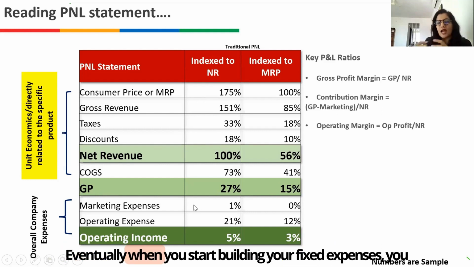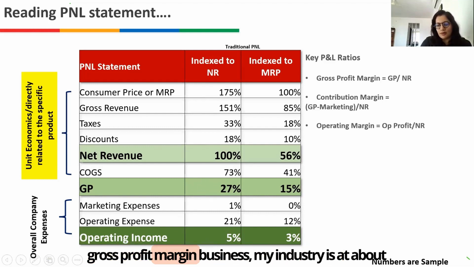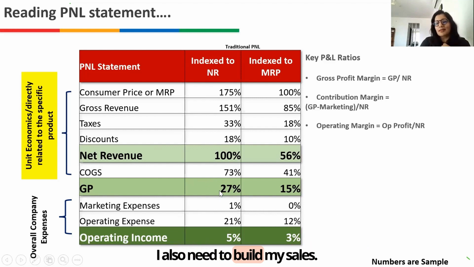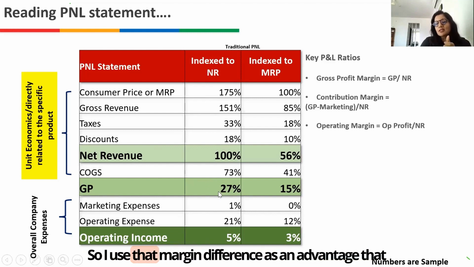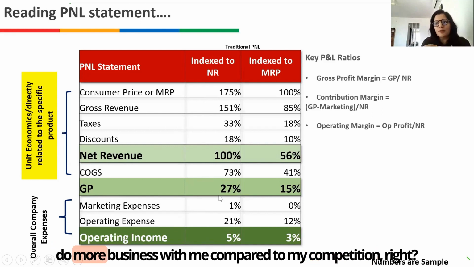Eventually, when you start building your fixed expenses, you will realize. So let's say I'm doing a 27% profit margin business, and my industry is at about 30%. So I'm going a little below the industry, but because I need to build my sales, I use that margin difference as an advantage that I'm giving to my retailers or my customers to do more business with me compared to my competition, right?